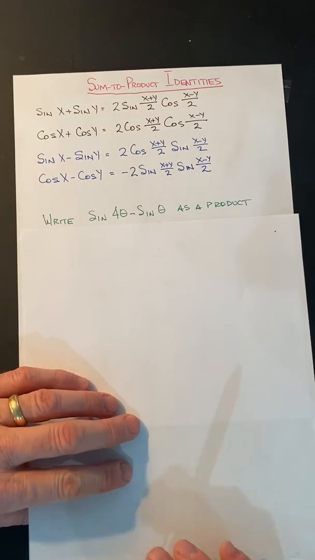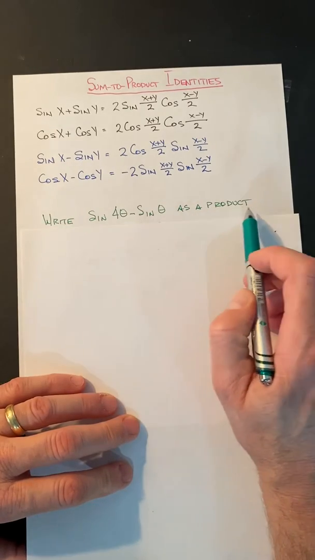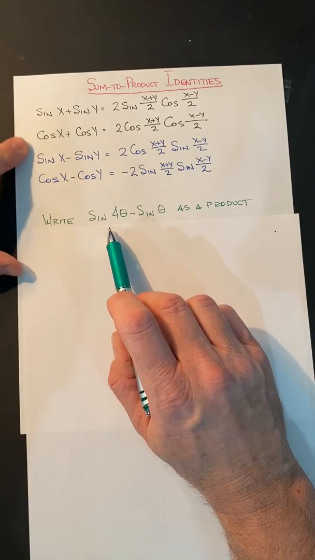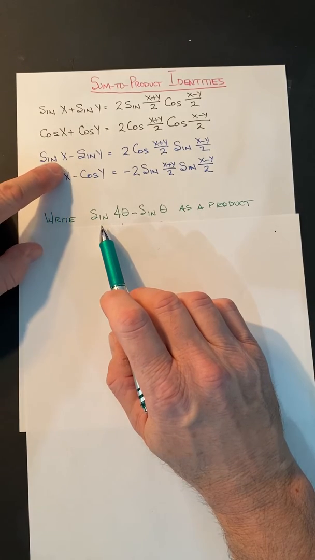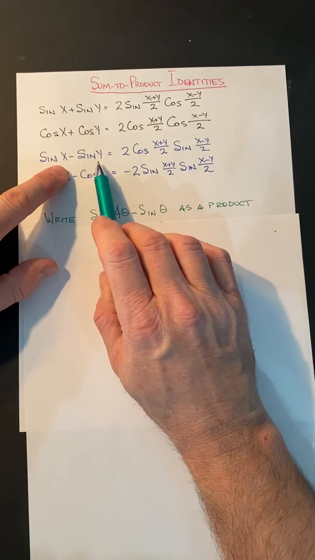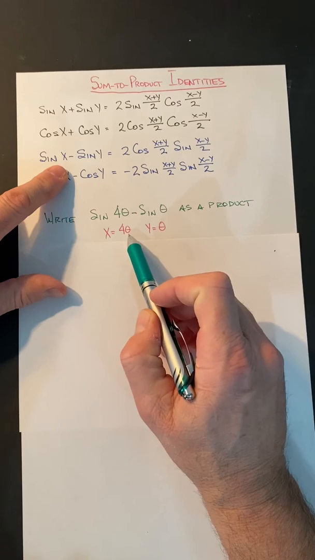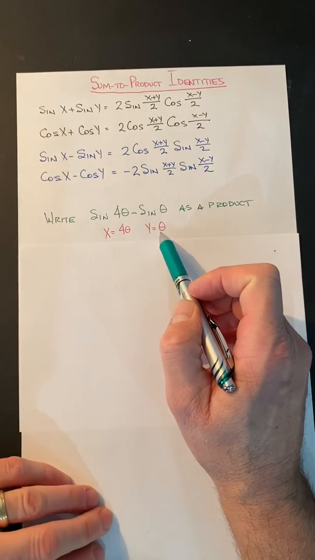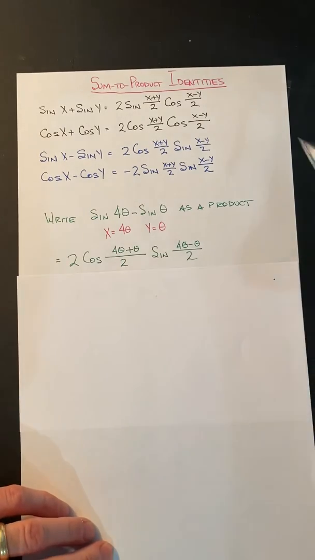Okay, so let's look at a problem here. What if I have the problem, write sine 4 theta minus sine theta as a product, okay? So I look up here for something that's similar, and well, here it is. I have a sine angle minus a sine angle. So I just need to go in and identify this x and y, right? So x becomes 4 theta and y becomes theta.